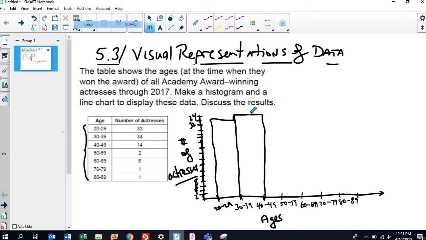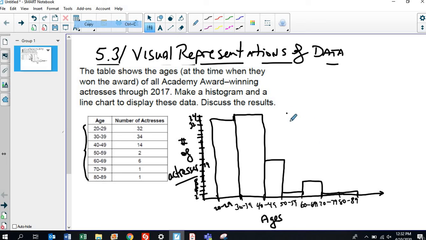All right, so there's 34. Okay, 14, 2, 4, 6, 8, 10, 12, 14 is right here where actresses is. There's 14 right there. So that's where my level comes up to for 40 to 49. There's only 2 actresses, 50 to 59. That's way down here. There's only 6, 60 to 69. So that comes up to here. And then there's only 1, 70 to 79. And only 1, 80 to 89. Okay, and again, I'm limited with the quality of the drawing I can make here because of the tablet that I have. But you get the basic idea.